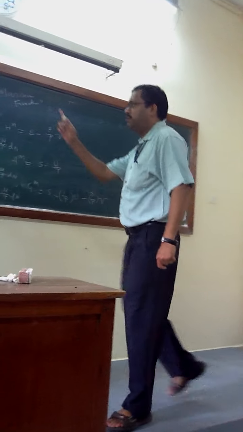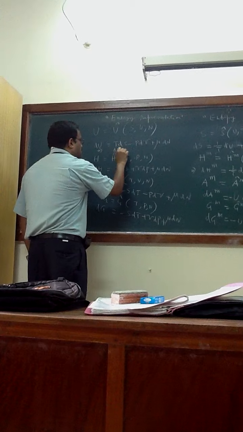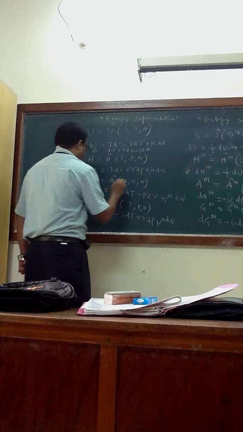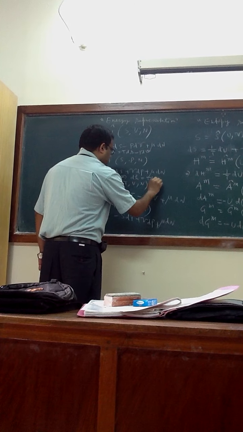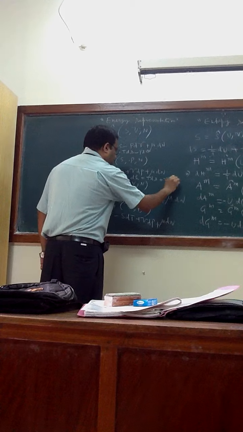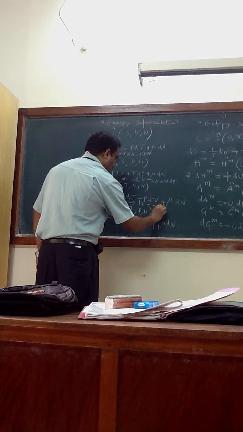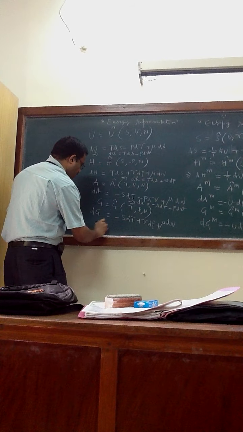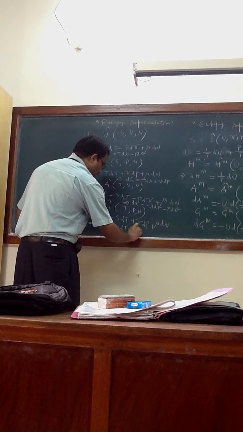One more thing I actually wanted to discuss. From here, we can write du equals to T ds minus P dv for specific variables. From here, we can write dh equals to T ds plus small v dp. From here, you can write da equals to minus s dt minus p dv, and from here you can write dg equals to minus s dt plus v dp.